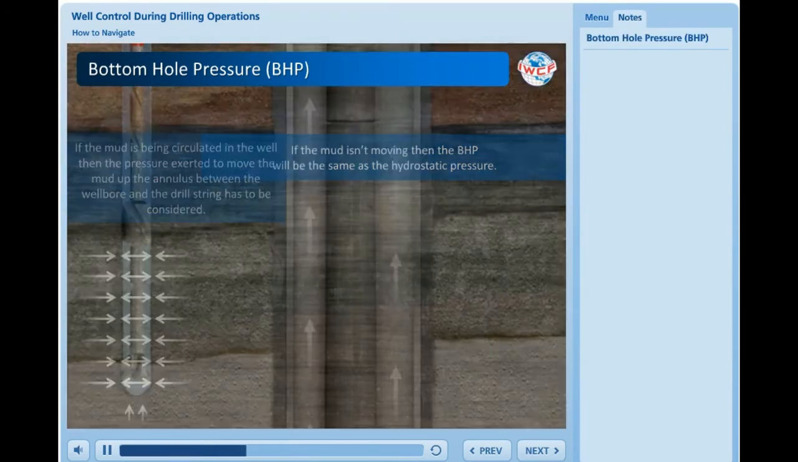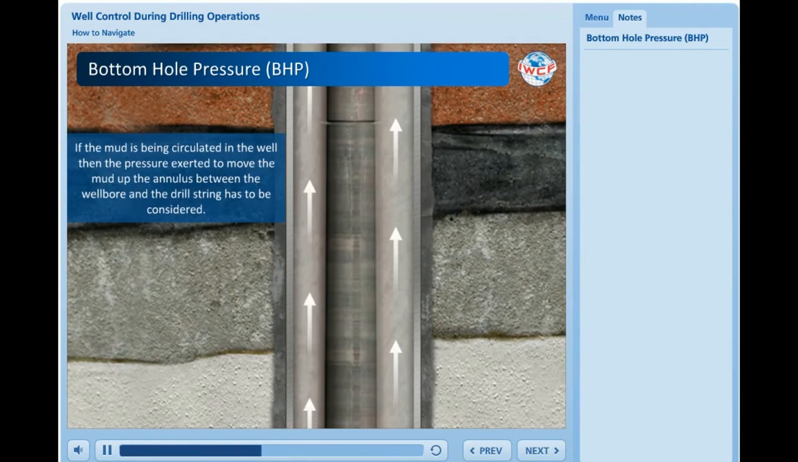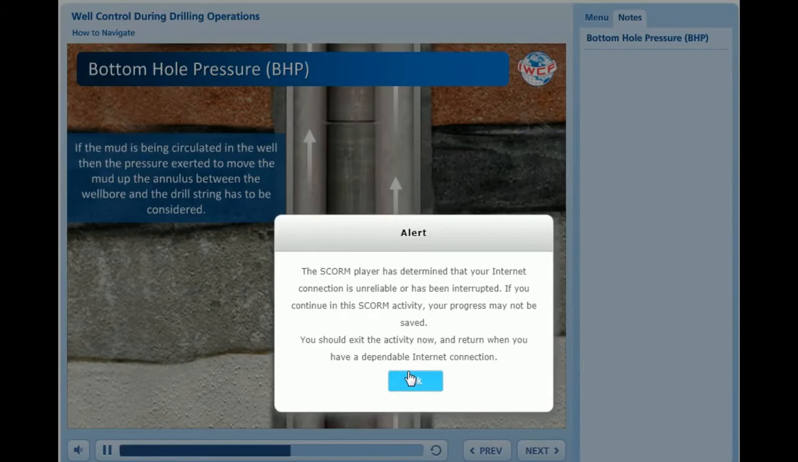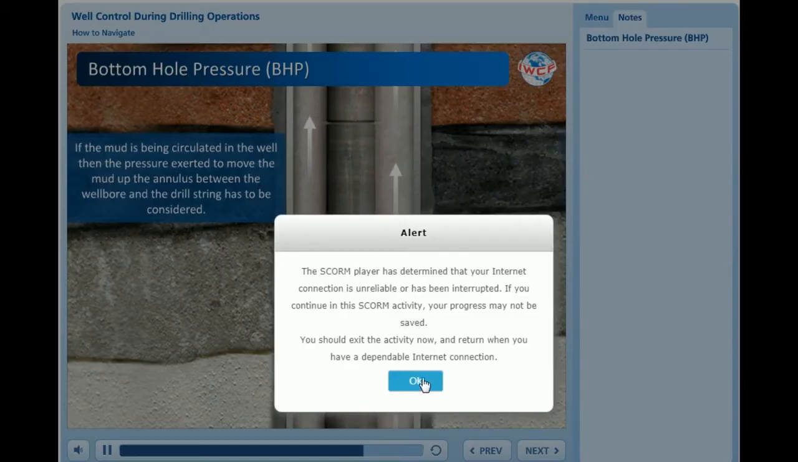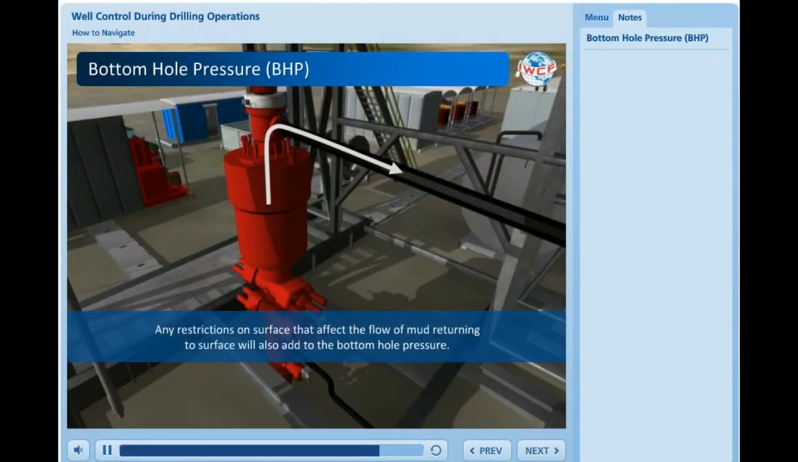However, if the mud is being circulated in the well, then the pressure exerted to move the mud up the annulus between the well bore and drill string, for instance, has to be considered, as the effect will be to increase bottom hole pressure. The smaller the annulus, the greater the pressure. Any restrictions on surface that affect the flow of mud returning to surface will also add to the bottom hole pressure.